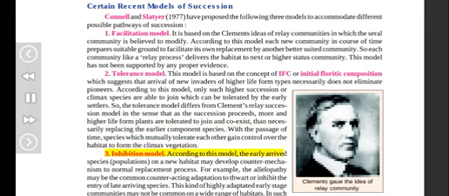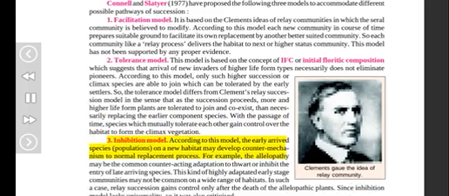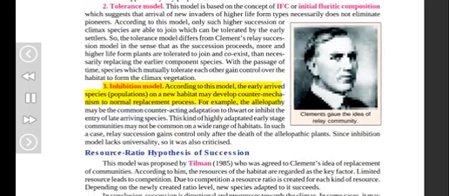3. Inhibition model. According to this model, the early arrived species populations on a new habitat may develop countermechanisms to the normal replacement process. For example, allelopathy may be the common counteracting adaptation to thwart or inhibit the entry of late arriving species. This kind of highly adapted early stage community may not be common on a wide range of habitats. In such a case, relay succession gains control only after the death of the allelopathic plants. Since the inhibition model lacks universality, it was also criticized.